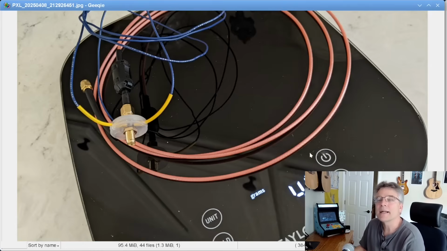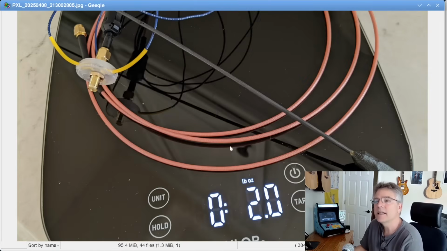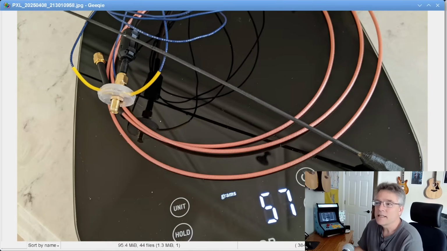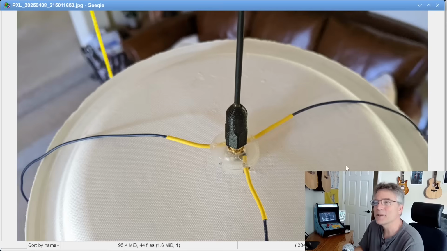That includes the coax and the ferrite bead. 49 grams ain't bad. That's 1.7 ounces for you imperialists out there. This is just for the coax and the ground plane. Now, if we add the signal stick, we are up to 2 ounces for this entire antenna system. I'll take it. Let's say for you metric people, that's 57 grams.